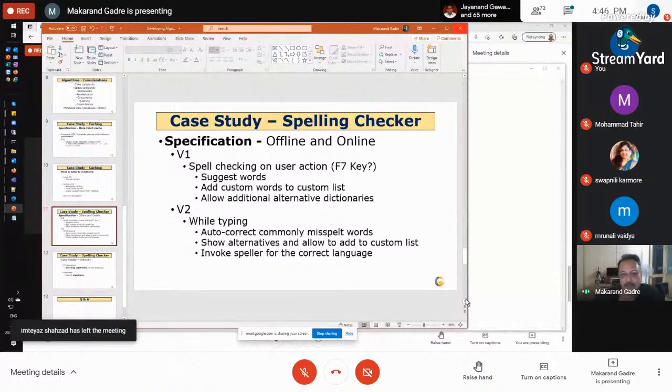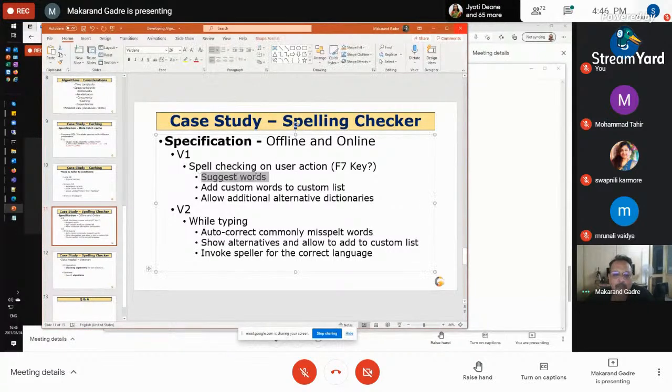Brilliant engineers were there. And the idea was, the specification's first line was offline. Online didn't exist in those days, but later we added it. Suggest words, add custom words to a custom list, allow additional alternate dictionaries. So this made sense in those days. It doesn't make sense anymore. But the idea is that as I type and press the F7 key for spell check, it is supposed to suggest words to me.